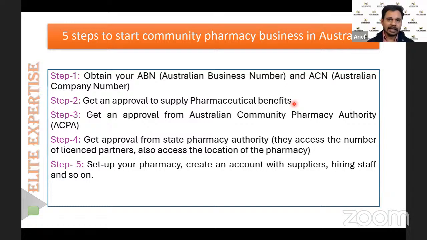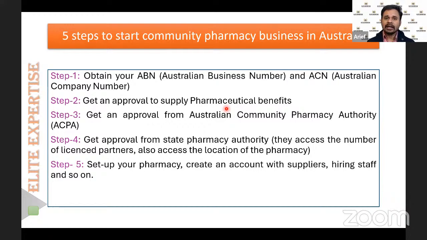The pharmacists must get the pharmaceutical benefit approval. Then the next step is to get approval from the Australian Community Pharmacy Authority, ACPA. Once we have the business number, the Australian company number, and the PBS approval, the Pharmaceutical Benefits Scheme approval, then we need to apply for Australian Community Pharmacy Authority approval.